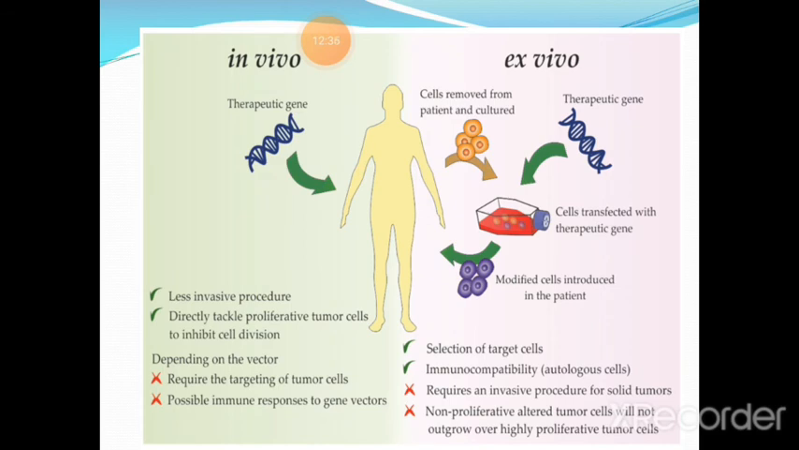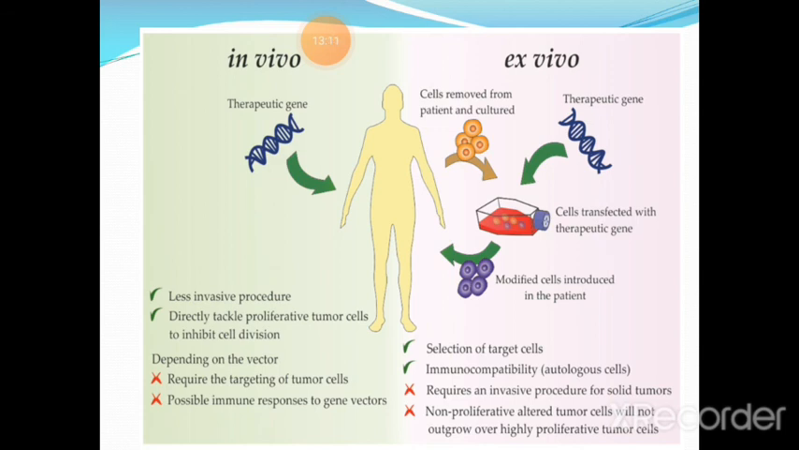This slide gives a comparative account of in vivo gene therapy with ex vivo gene therapy. So here is the patient. The therapeutic gene is directly introduced into the body of the patient. This is a less invasive procedure. It directly tackles the proliferative tumor cells to inhibit cell division. But the drawbacks are that it requires the targeting of tumor cells, and there are possible immune responses to gene vectors.